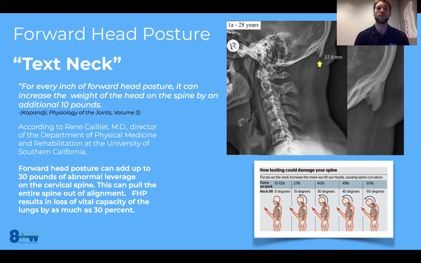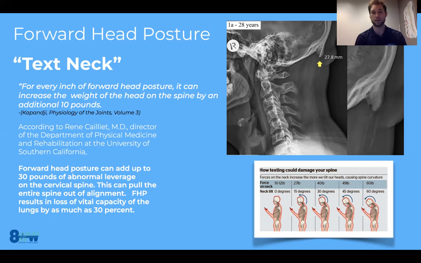Okay, so for every inch of forward head posture, you increase the weight of the head on the spine by an additional 10 pounds. So every inch. Talking 3 inches, that's 30 more pounds of stress on the neck, spinal cord, muscles, tendons. Forward head posture can add up to 30 pounds of leverage on the cervical spine. This can pull the entire spine out of alignment. So forward head posture results in a loss of vital capacity of the lungs by as much as 30%.